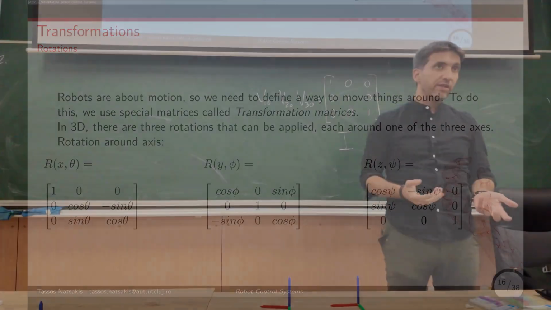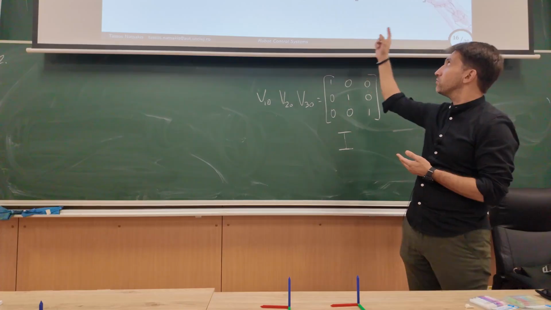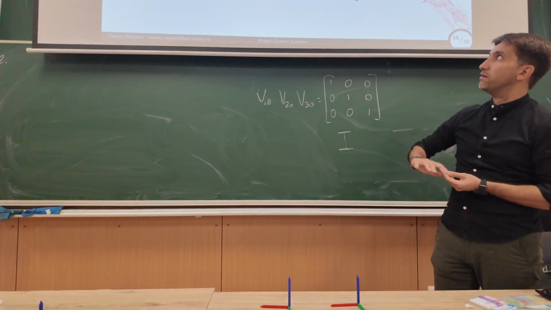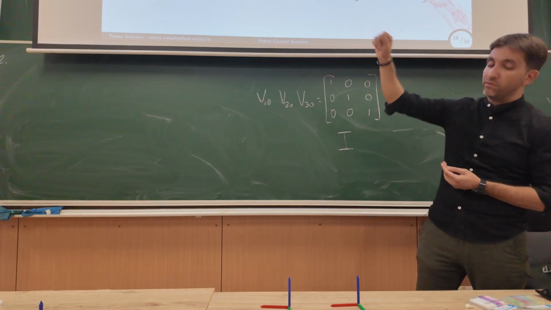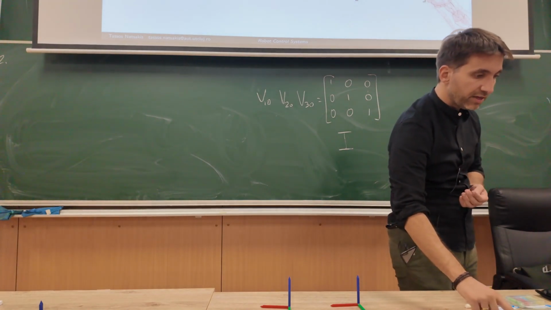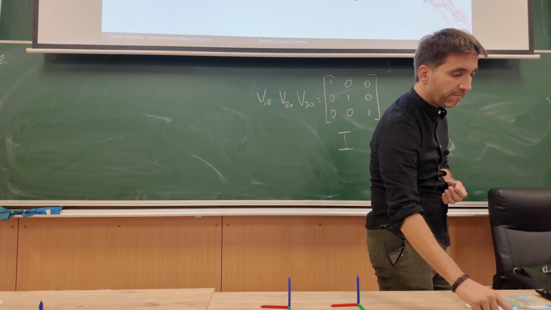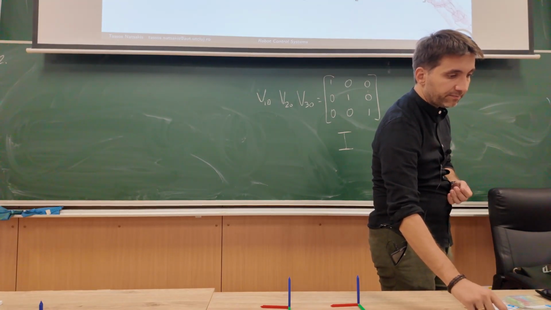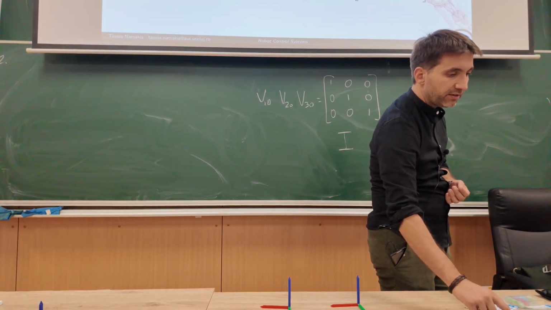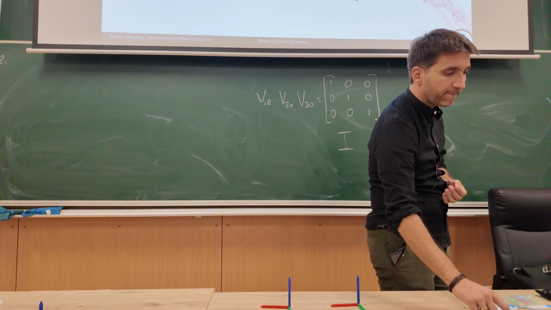I can express these rotations using this kind of matrices, right? I have a different matrix for each rotation around each axis. So here, for instance, we have the rotation around the x-axis. I have the rotation around the y and around the z. Here, what do we see? What did we say that these 9 numbers represent?